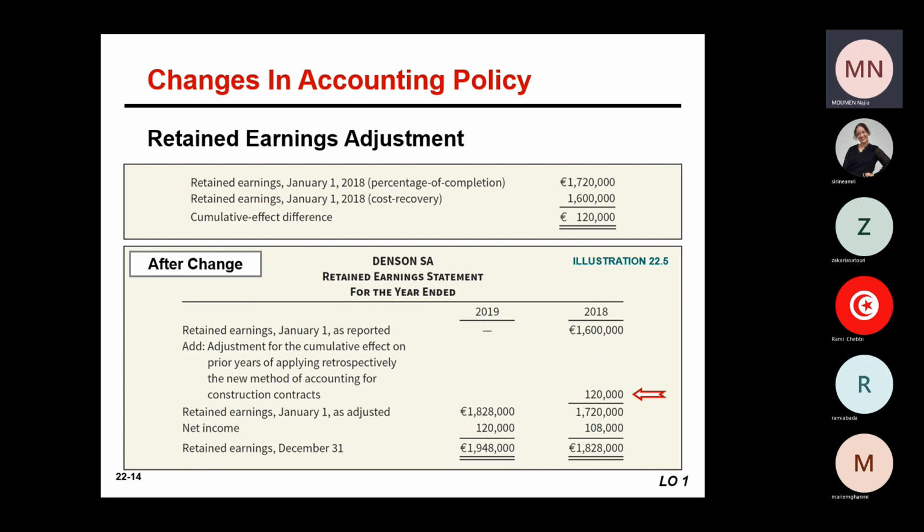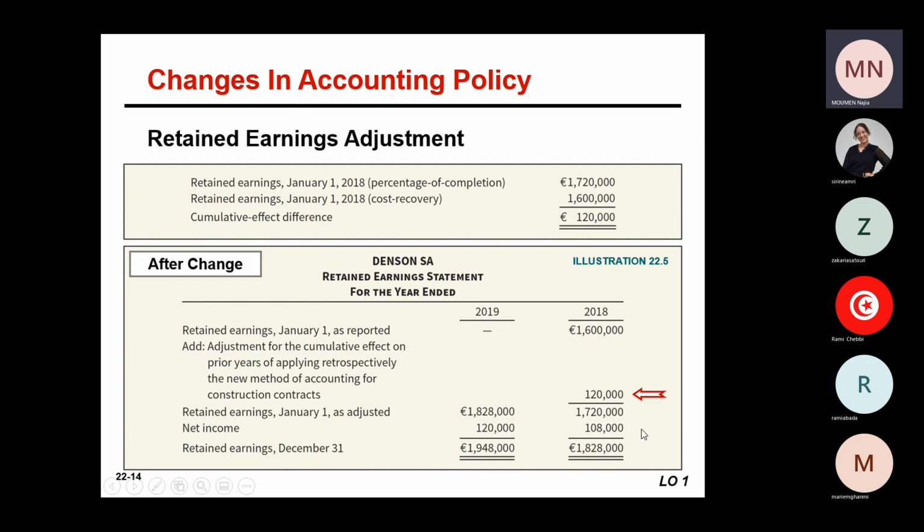We already reflected that change in retained earnings by making the journal entry, but don't forget that when you prepare the retained earnings statement, you have to go back and make the appropriate adjustment for prior periods. So again, we are here presenting 2 years. For 2018, we need first of all to adjust the beginning balance because that was based on the cost recovery. If you assume that the percentage of completion was already applied in 2017, then we have to add this 120 as adjustment. So that's the new beginning balance in 2018.